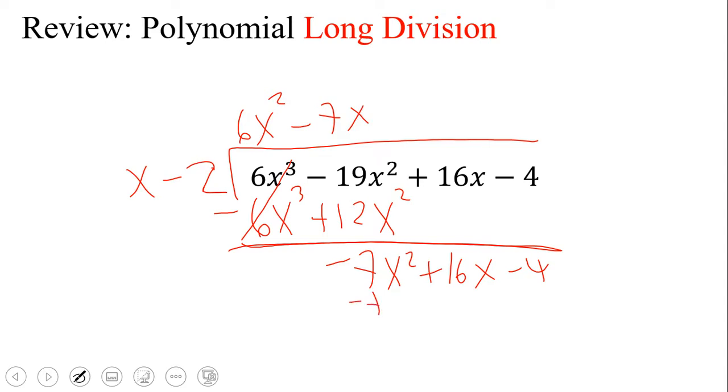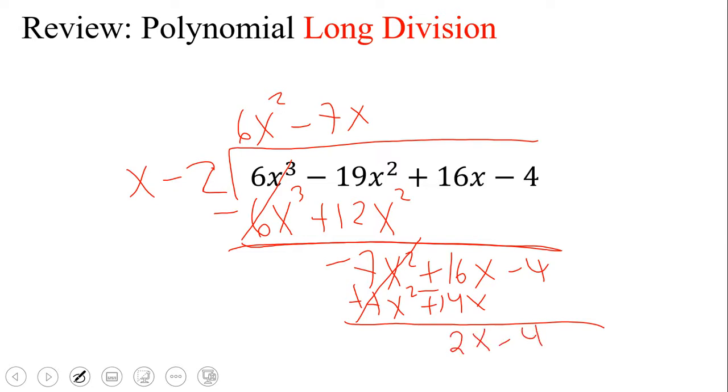Multiply negative 7x times each of the values in the divisor. So that's going to give you negative 7x squared, and then a positive 14x. Again, I like to say draw the line, change the signs. The whole point of the change the sign thing is that you're doing subtraction. So the squareds cancel. 16 minus 14 is 2x. Bring down the minus 4.